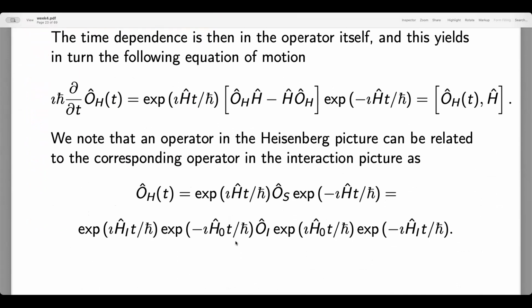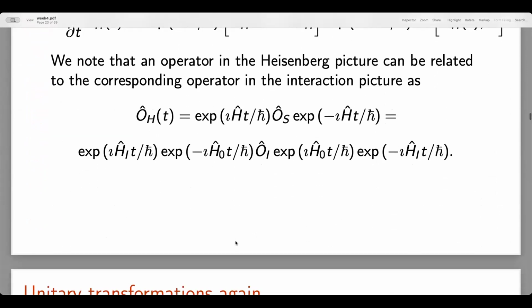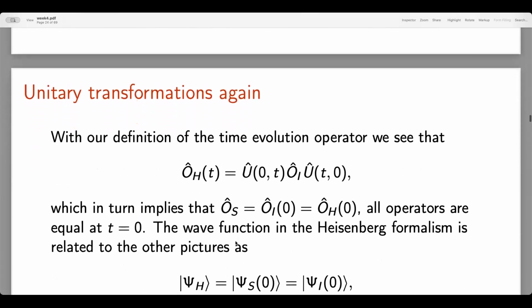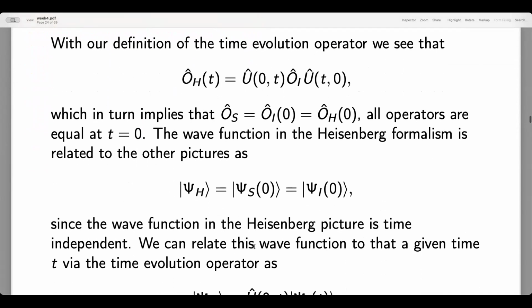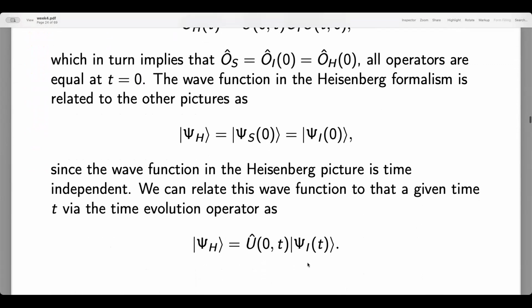So this interaction picture is one of the more commonly used, because you can think of switching on an interaction which is time dependent. So if we now look at these different transformations, since the Heisenberg picture has a wave function which is time independent, this corresponds exactly to the solution at the time t0 for the interaction picture and the Schrödinger picture. So that means that you can relate this wave function to that at a given time t via the time evolution operator, which is given by integrating from time t up to time 0.